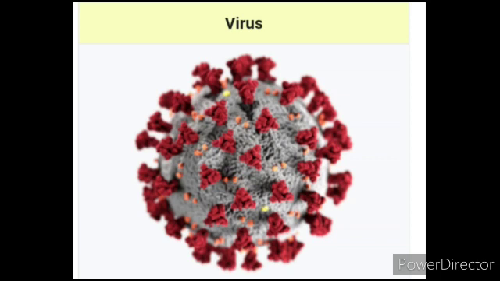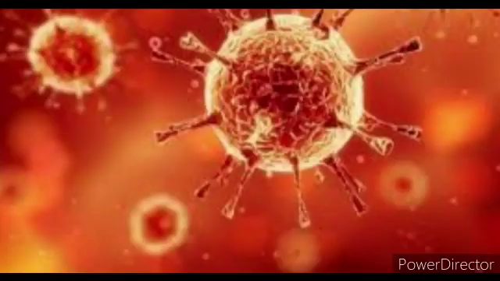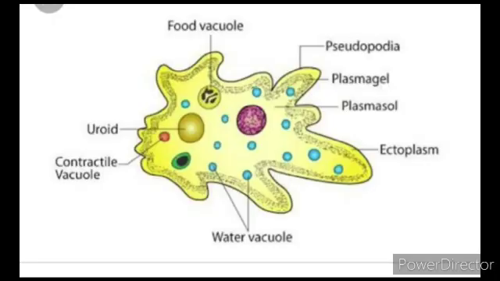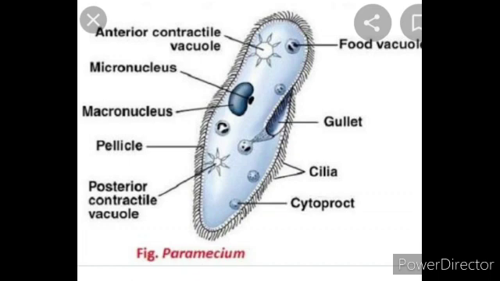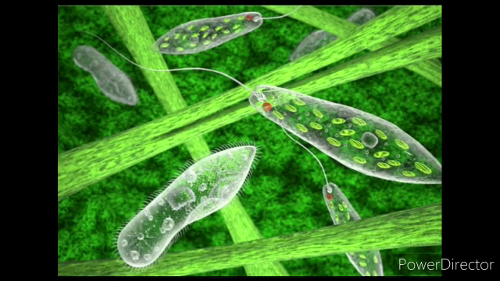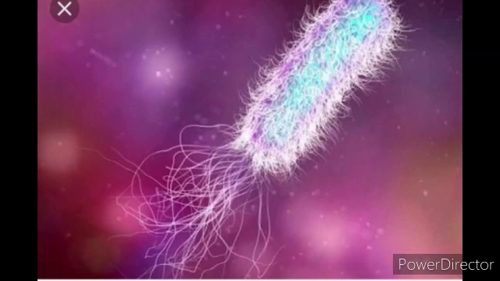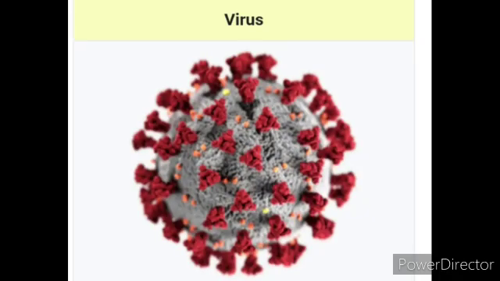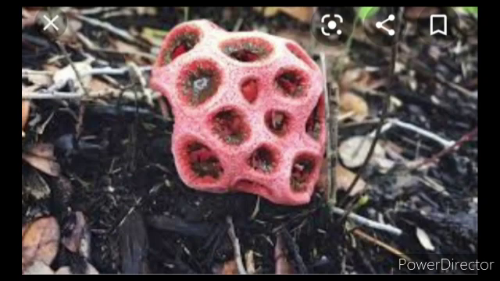Among these, viruses are more dangerous. We know the world is now fighting against coronavirus. These small organisms which cannot be seen with our naked eye are known as microorganisms. So, Euglena, amoeba, bacteria, virus, all of these belong to the category of microorganisms.